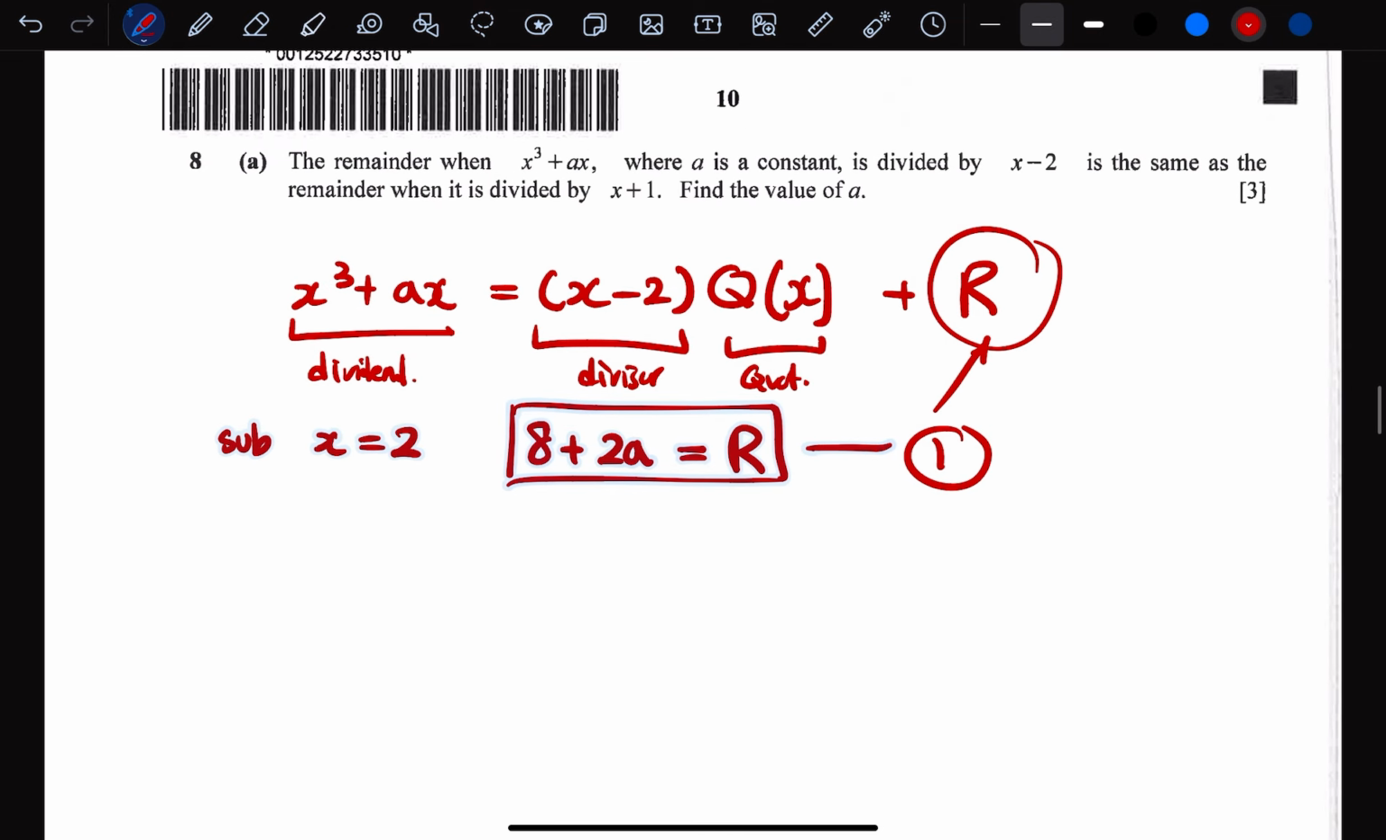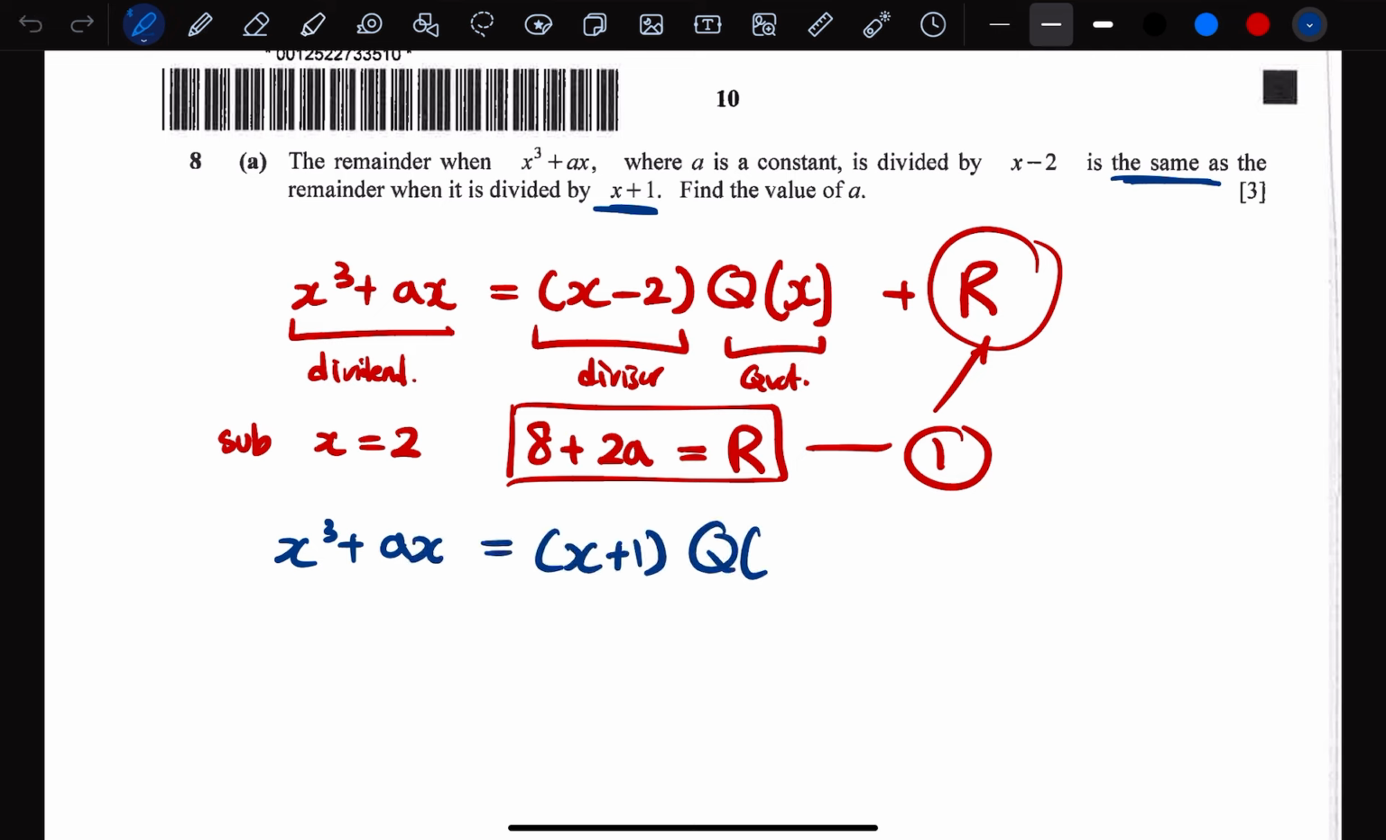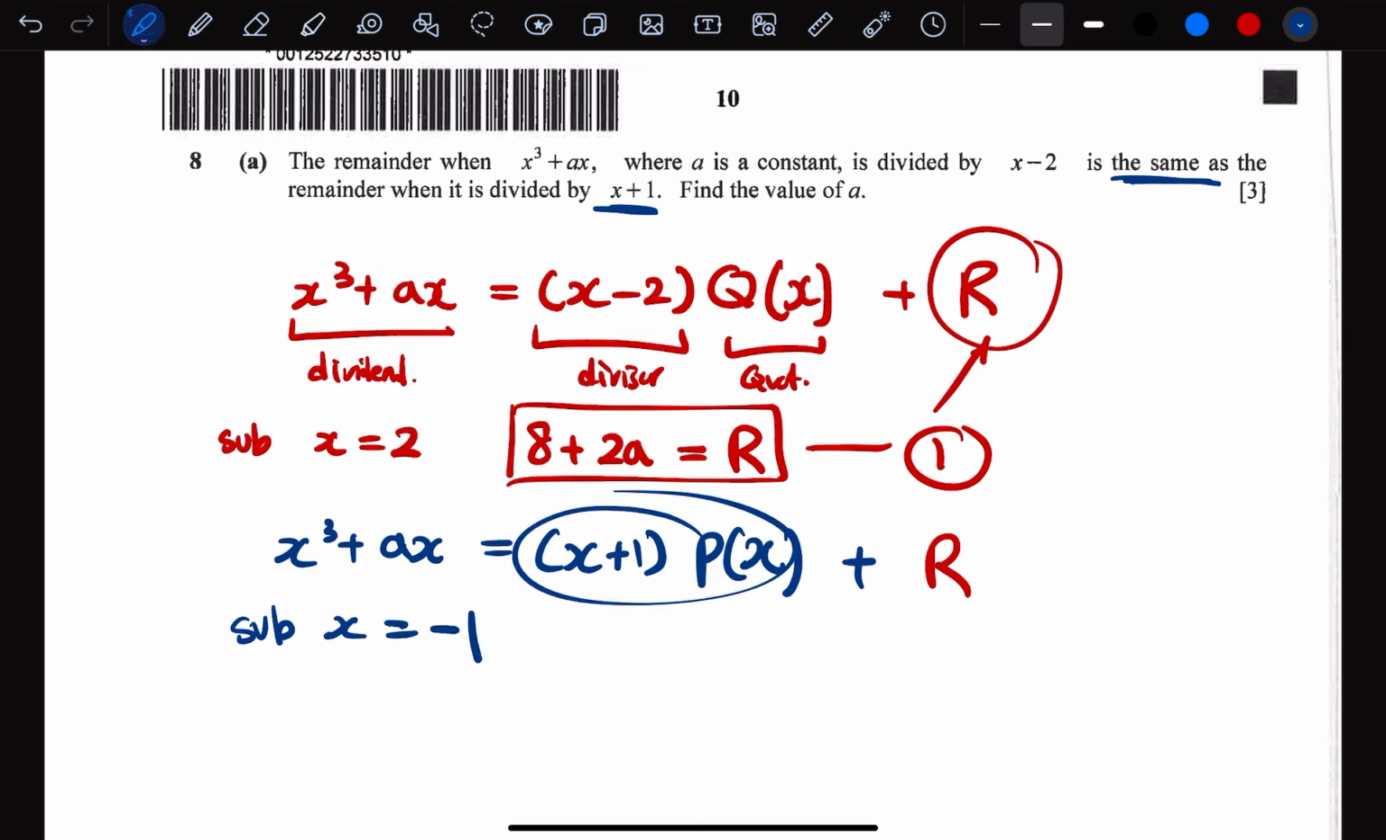Afterwards, we also have another relationship where they tell you that this remainder is the same when it is divided by x plus 1. So again, we can come up with our dividend is equals to our divisor times quotient. In this case, I'm going to name the quotient differently, p(x), plus our remainder, where our remainder is the same, so I'm going to write it in the same color, plus r. And here again, we can sub in a suitable value of x to get rid of our quotient that we don't know about. And this suitable value of x that we're going to sub in is x equals to -1, because it gets rid of this whole term.